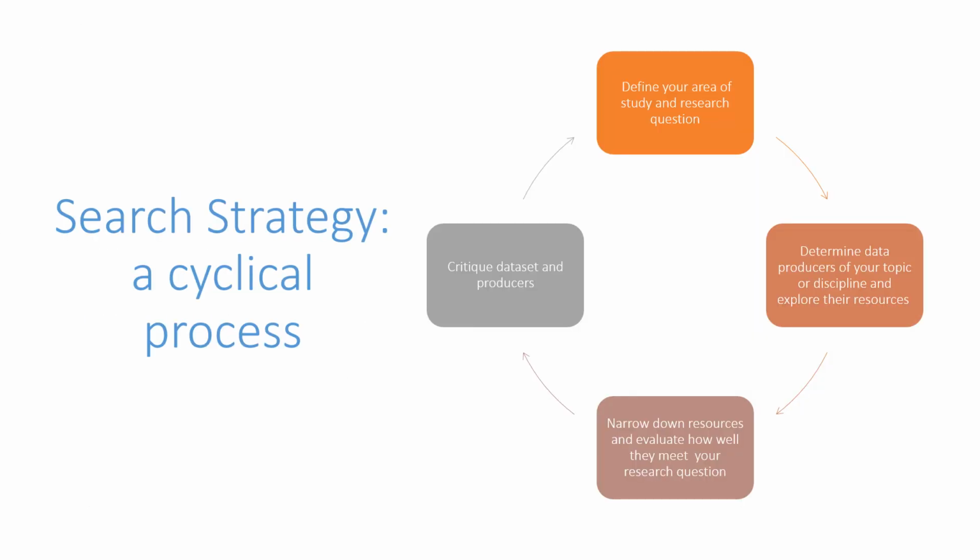Search strategy is a naturally cyclical process. At any point in your searching, you might find yourself wanting to repeat it, determine new data producers, or find other resources, and that is completely normal. There might be a time when you have exhausted your knowledge of data producers, and at this point, you might want to reach out to York University Library's Data Services team for additional support.